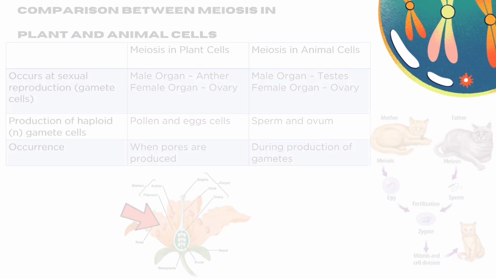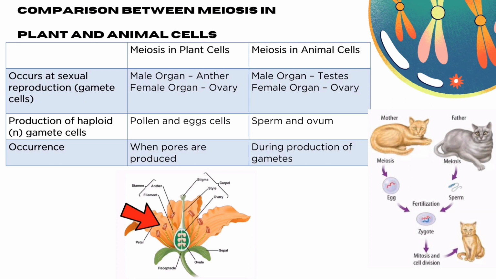Next, the comparison between meiosis in plant and animal. This table is about the occurrence of sexual reproduction, gamete cell, second, production of haploid gamete cell, and third, occurrence. And these two pictures are about the animal cell of a cat and plants.